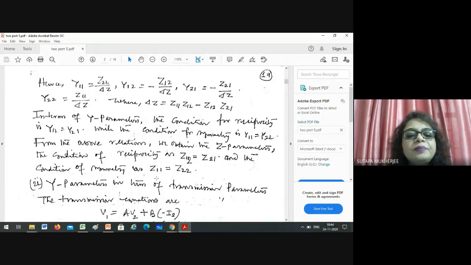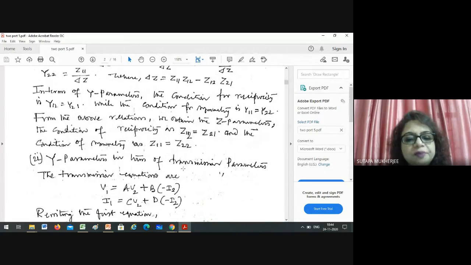Now come to Y parameters in terms of transmission parameters. Can you tell me what is the functional relationship in case of ABCD parameter, that is transmission parameter? Do you remember?